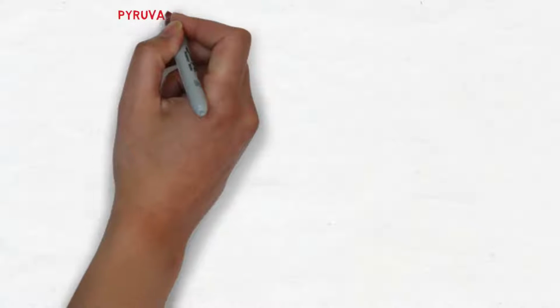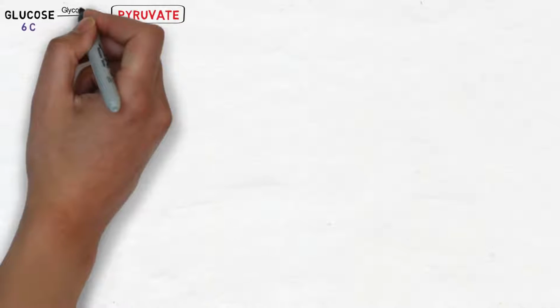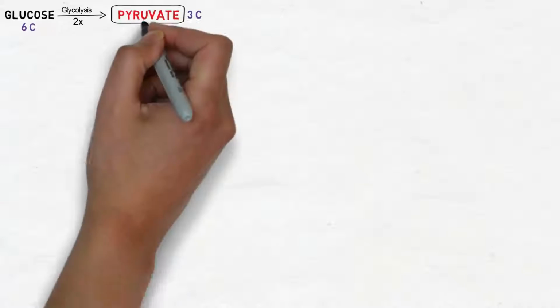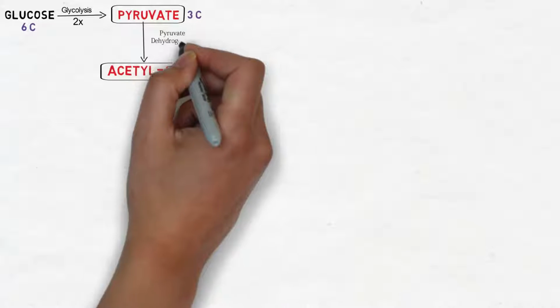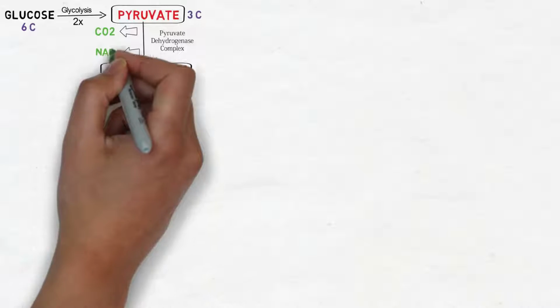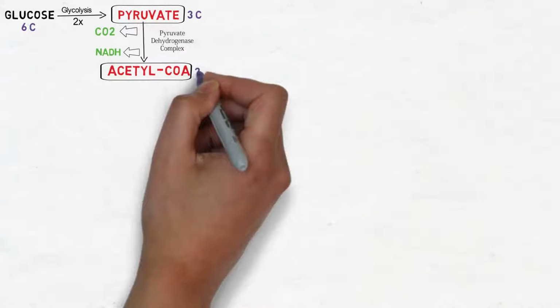The first step involved is actually a preparatory step which begins with pyruvate. Pyruvate is derived through the glycolysis of glucose, which is a 6-carbon compound, and it is split into 2 molecules of pyruvate, which is a 3-carbon compound. The next step includes the oxidation of pyruvate into acetyl-CoA by the enzyme pyruvate dehydrogenase complex. In this reaction, a molecule of carbon dioxide and a molecule of NADH is generated. The acetyl-CoA is a 2-carbon compound.